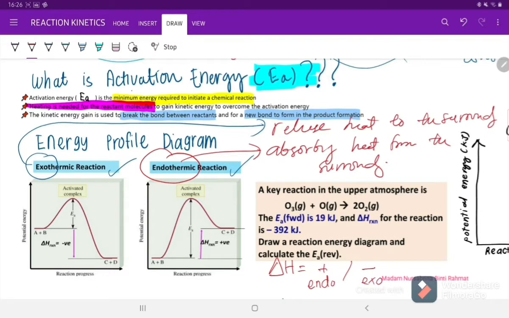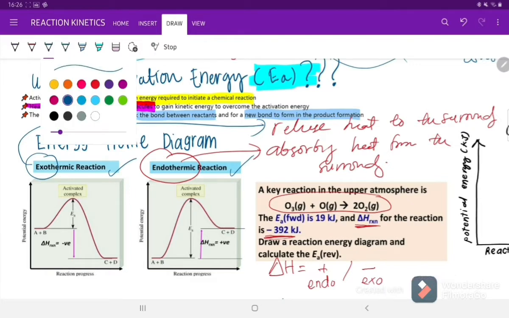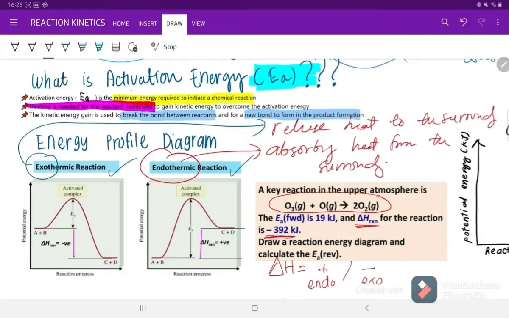This is an example of a chemical reaction where they give you the enthalpy of the reaction as negative 392 kilojoules. That means the forward reaction, from left to right, is an exothermic reaction. Every value of enthalpy of reaction given is for the forward reaction. You're going to understand more about this enthalpy of reaction in your thermochemistry.